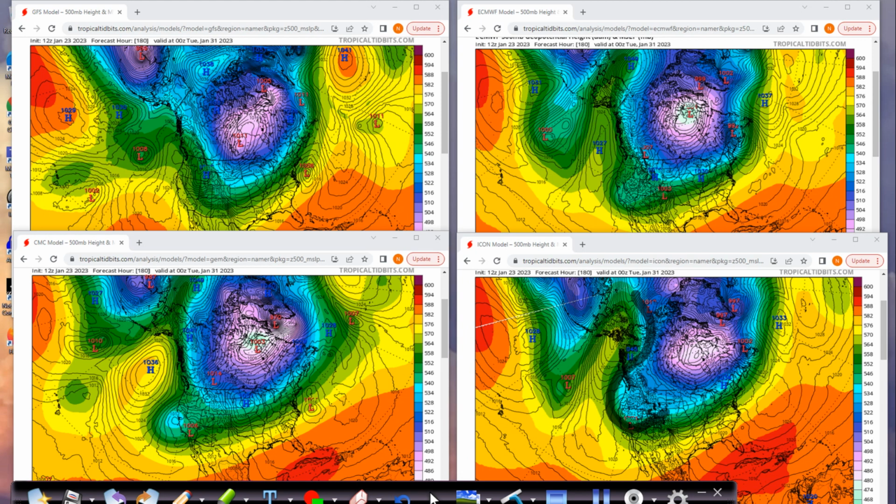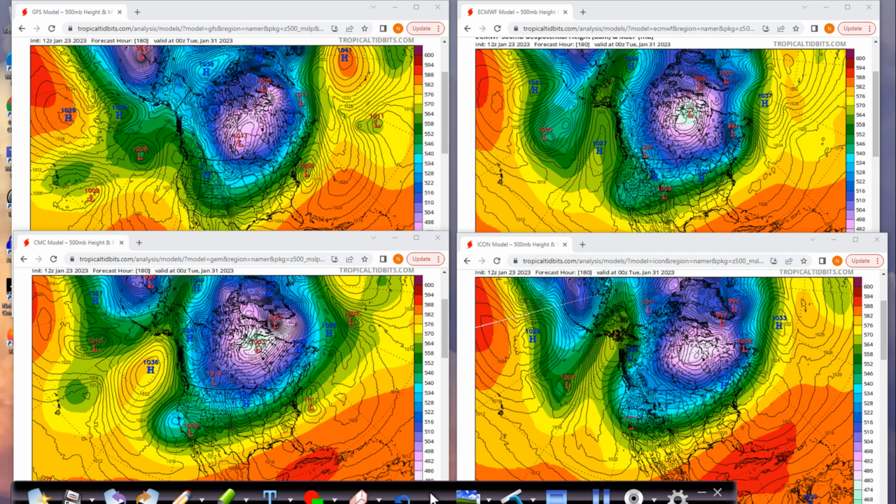The German model is actually not a bad model at all. It's fairly high resolution, which is one reason why it only goes out to 180 hours. But for a model that goes out that far, it's fairly high resolution. It's not always perfect, of course, no model is, but it still keeps that ridge and it keeps the northwest in some of that cooler flow.